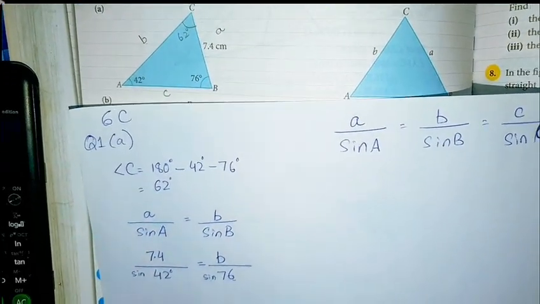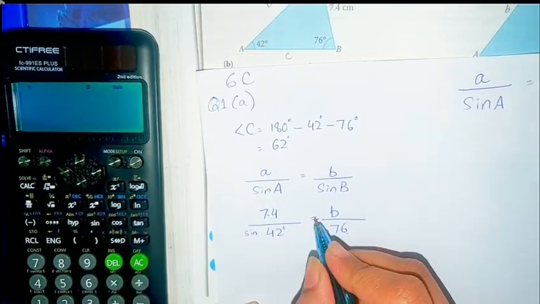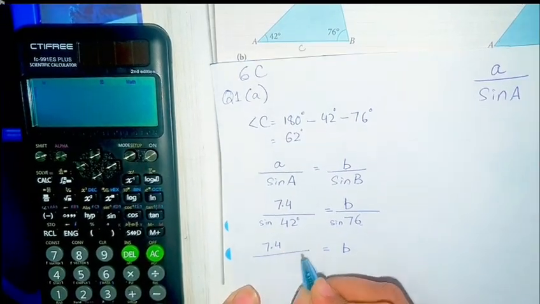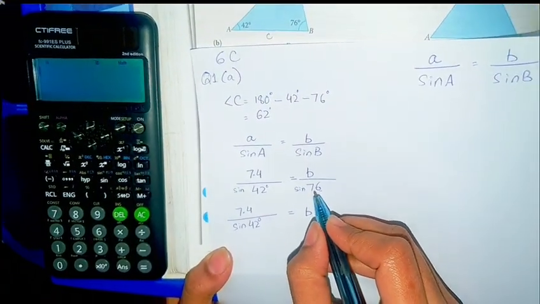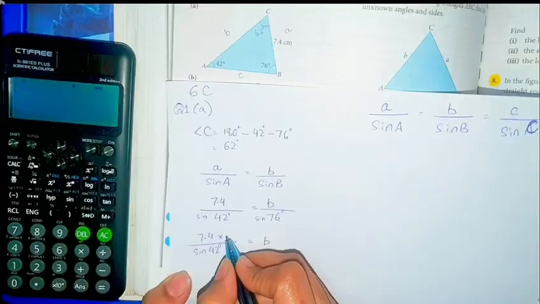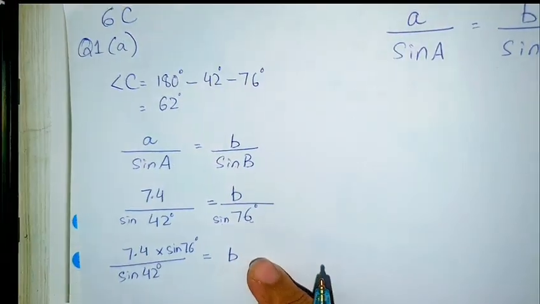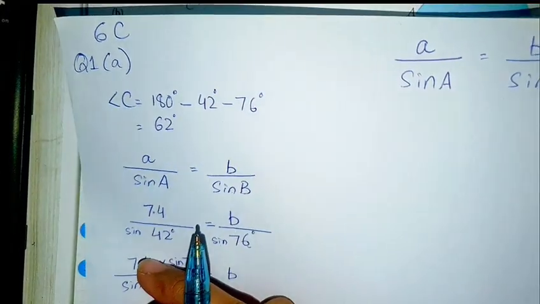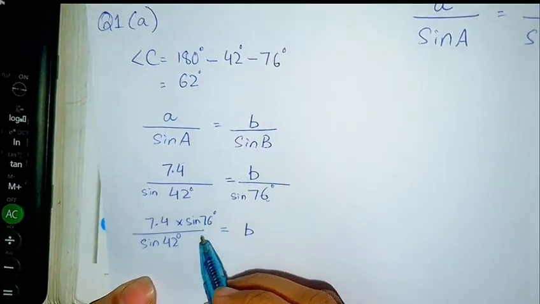We can solve it by making b the subject. How can we make b the subject? Write b as it is, write the equals sign as it is, write 7.4 as it is, write sine 42 degrees as it is, and sine 76 is dividing over here, so if we shift it to this side of the equation, it would be multiplied by sine 76 degrees. What we have done is kept b on the same side and written the same fraction as it is.